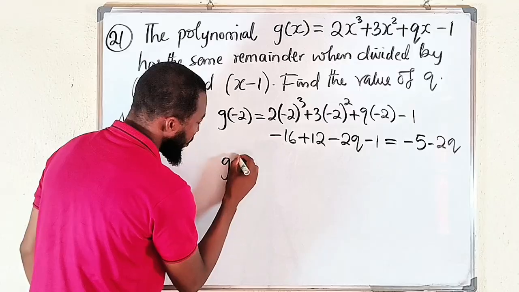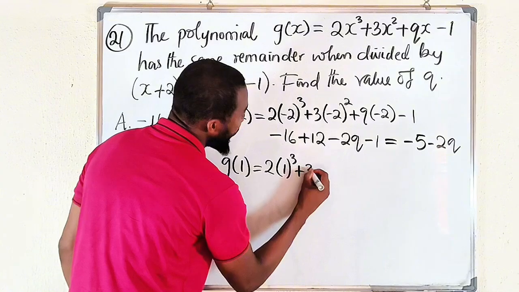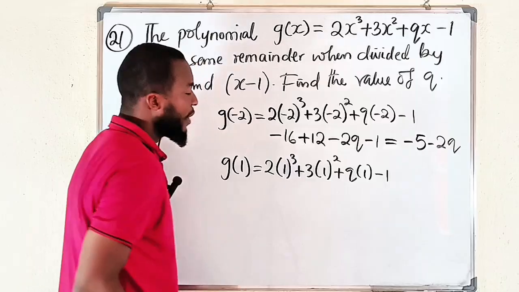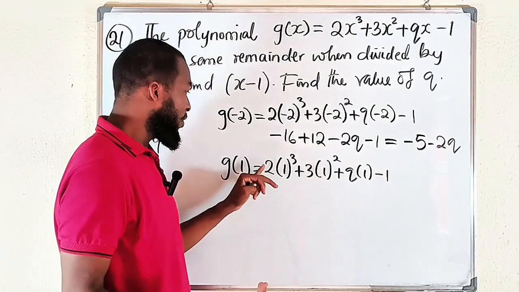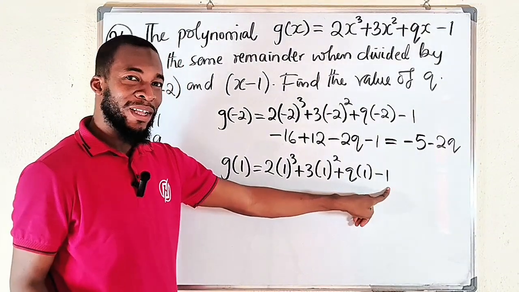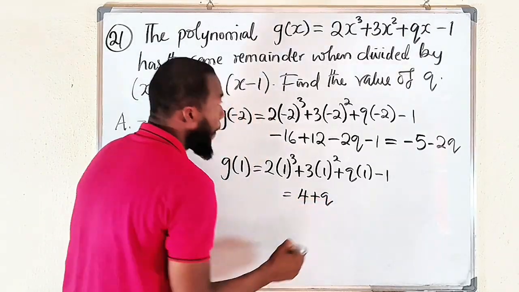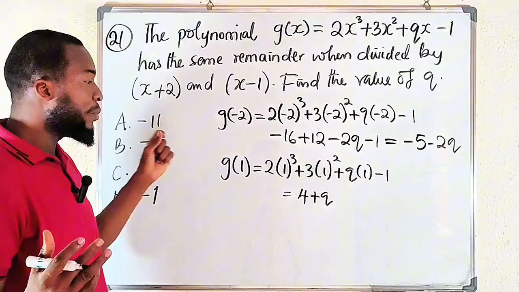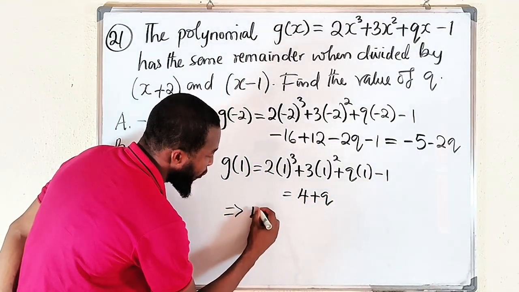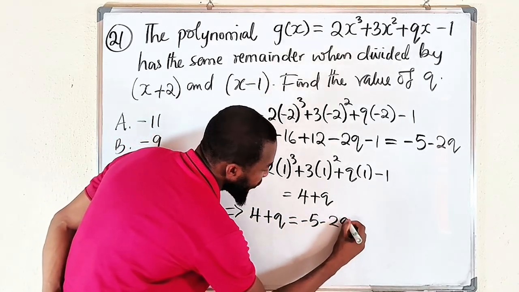Plug it into g. g of 1 will be equal to 2 times 1 to the power of 3, plus 3 times 1 squared, plus q times 1, then minus 1, right? 1 to the power of whatever is still 1. So this is 2. This is 3. That is 5, minus 1 is 4, then plus q. So this is 4 plus q. But they said that they have the same remainder, which implies that this must be equal to that, right? Which implies that 4 plus q is equal to -5 minus 2q.